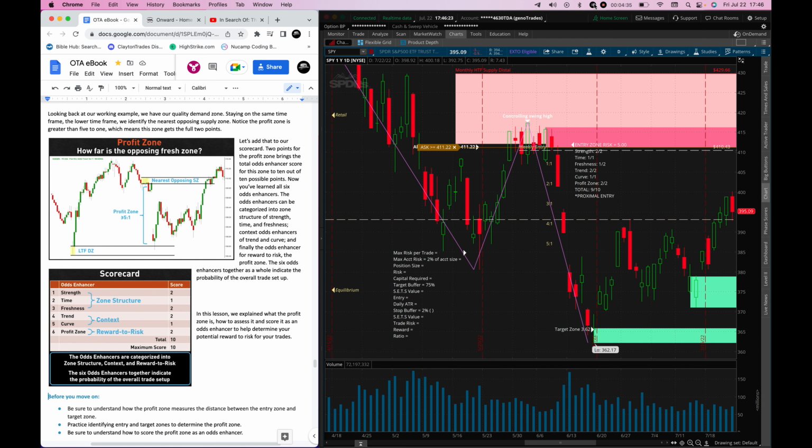So in this lesson, we explained what the profit zone is, how to assess it, and how to score it as an odds enhancer in order to help determine your potential reward to risk for your trades. Before you move on, be sure to understand how the profit zone measures the distance between the entry zone and the target zone. Practice identifying entry and target zones to determine the profit zone. Be sure to understand how to score the profit zone as an odds enhancer.